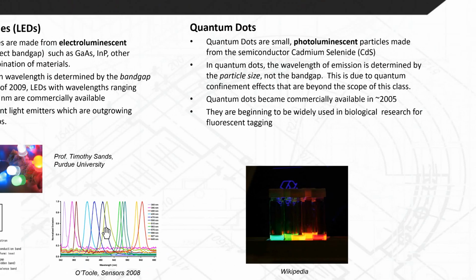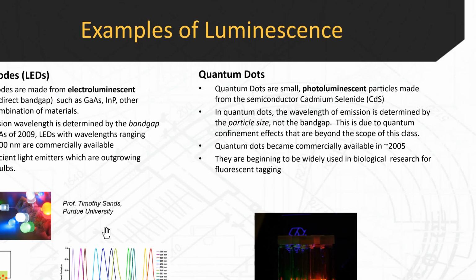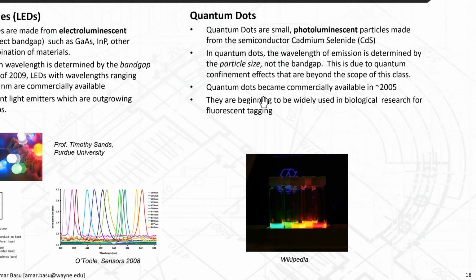Another example is quantum dots. These are small photoluminescent materials made from a specific semiconductor called cadmium selenide. We're not going to get into the details of this, but CdSe is a material where if you make the particles really small, in the submicron range, then the emission wavelength is determined by the particle size and not by the band gap. This is because of quantum confinement effects. Like I said, this is beyond the scope of this class.